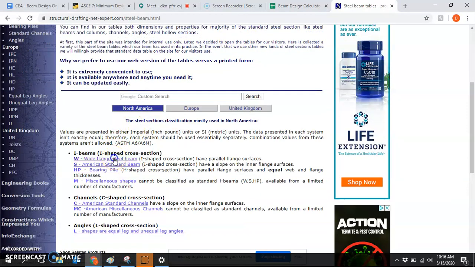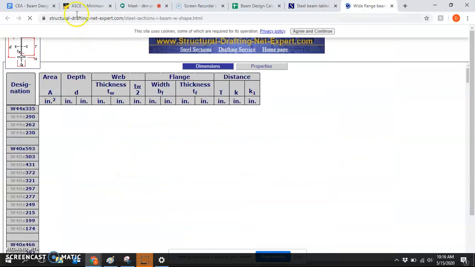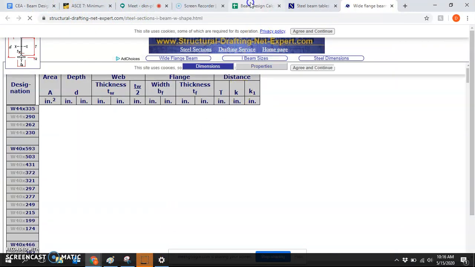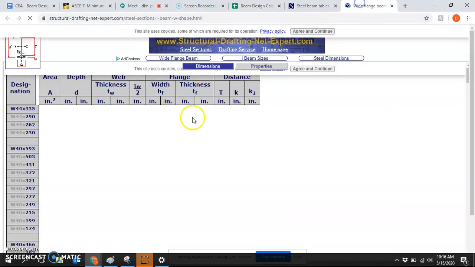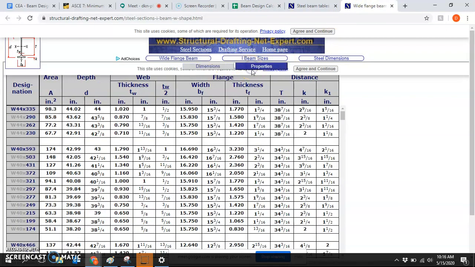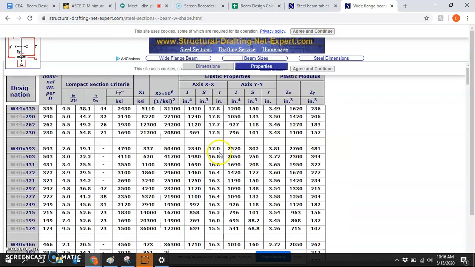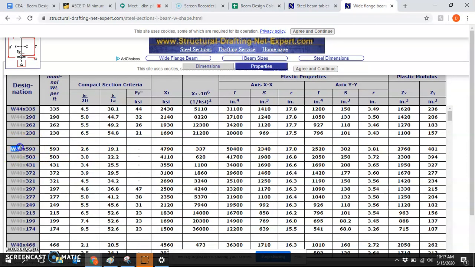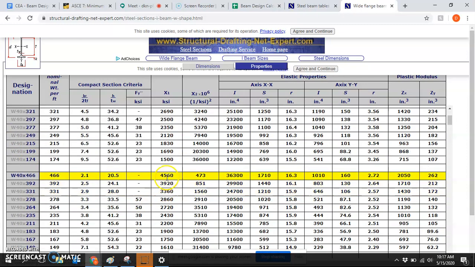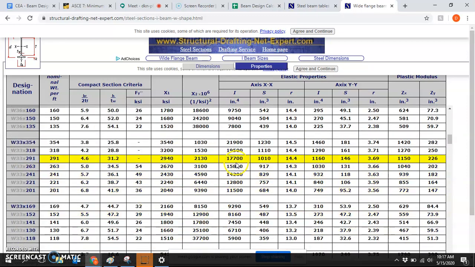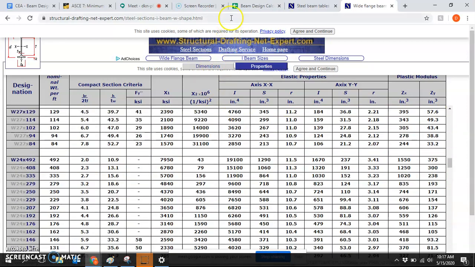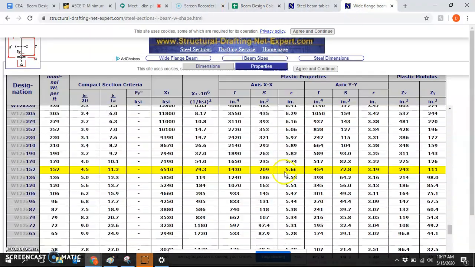Okay. So now we're going to pick the lightest member that has at least 39.14. So you got to go to properties. And I believe what some of you are doing is you're picking like a W14 or W12 or W16, and then just picking the lightest one of those, not looking at the next highest or next deepest member. So what was that number again? 39.14. So we're going to go all the way down.